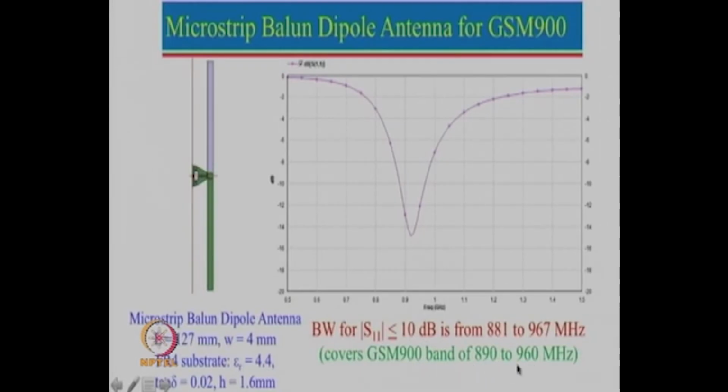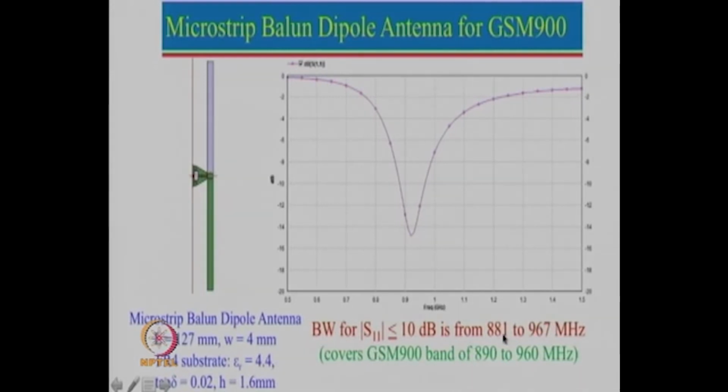Which is from 890 to 960 megahertz, and one can see that over here the S11 less than minus 10 dB bandwidth is from 881 to 967. So, one can see that this covers 890, so we have a margin of 9 megahertz on one side and roughly a margin of 7 megahertz on the other side. So, we can say that roughly 1% margin is there on both sides, and that is an important thing to design, because if you keep a margin, then there can be substrate parameter tolerances, and there may be fabrication tolerances.